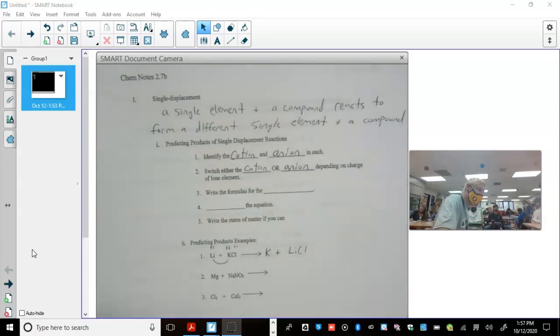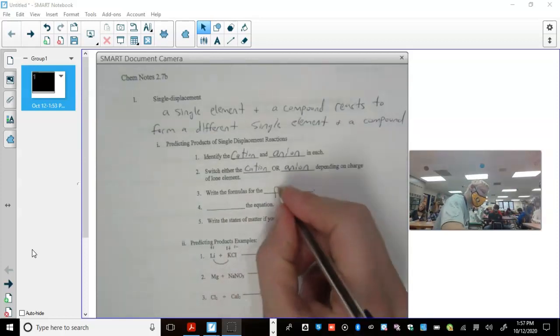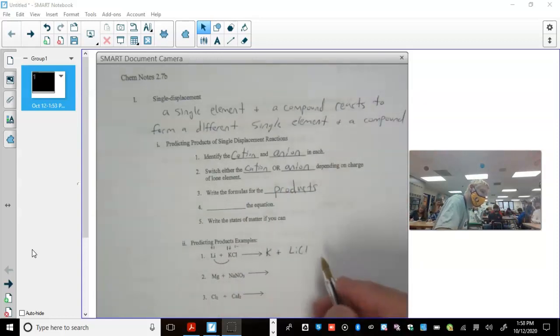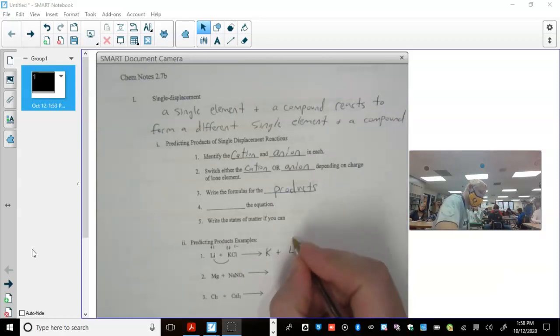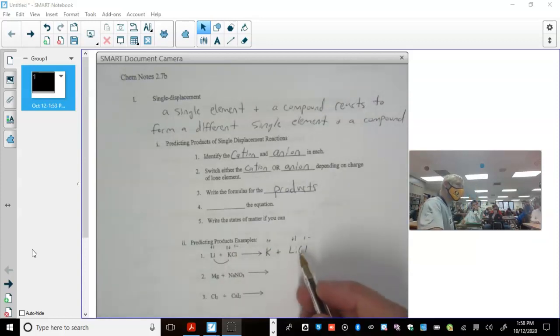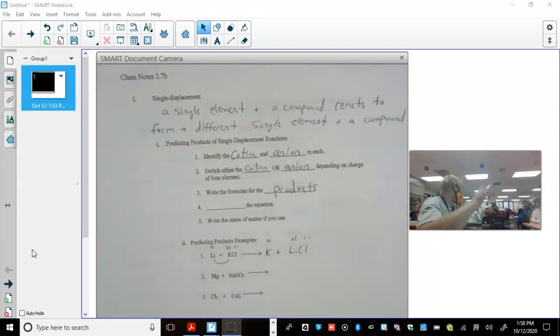All right. Write the formulas for the products. That's the next step. After you switcheroo it, you write the products. And I already know the charges because I wrote them out over here. +1, -1, that's an overall 0 charge. If it was a +2 charge, I'd have to crisscross it to make sure that's the overall 0 charge.